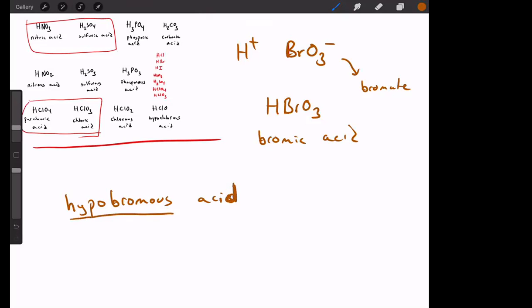Well, hypobromous acid must come from the hypobromite ion. So I want to write that down, BrO minus. How do I write the formula? Well, I need to add H plus until it's neutral. So that would be HBrO. Yeah, and so this is how we go in reverse.